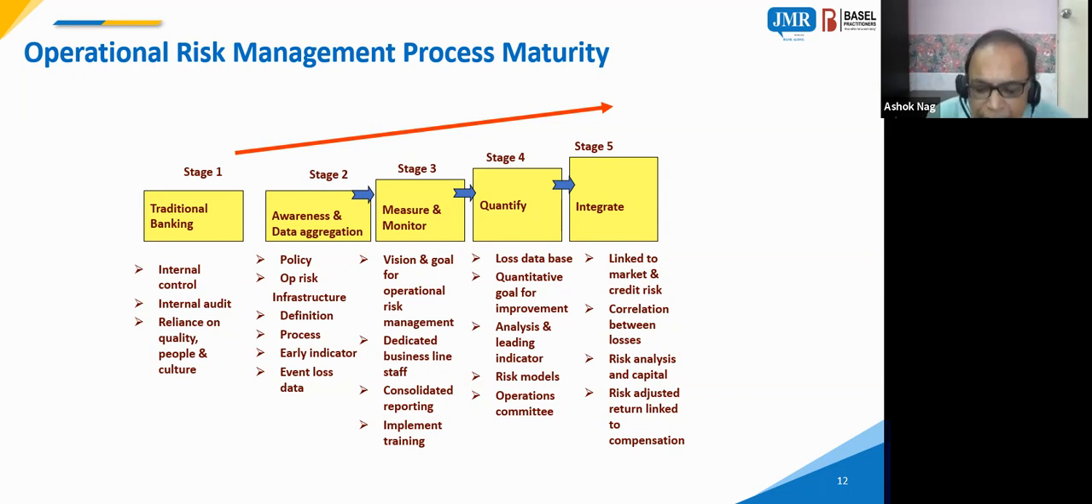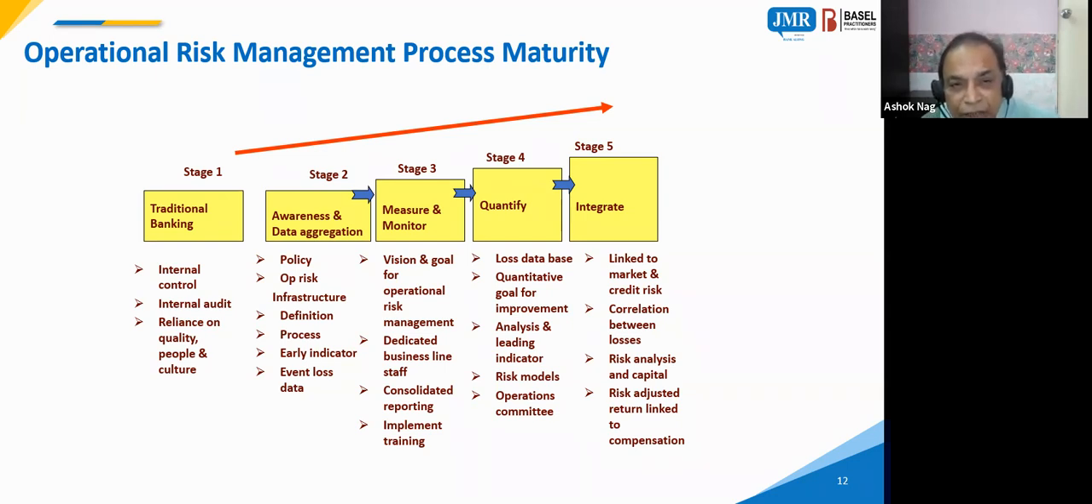That means you may have the other guys dealing process updating as very sophisticated, but do you have operational risk management maturity is to be understood. So what is stage one, traditional banking? We have an internal audit, internal control, reliance on the quality of your people and the culture. We always talk about culture.